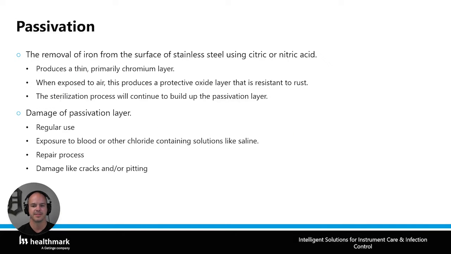What about that passivation process? Well, this is the removal of iron from the surface of stainless steel using citric or nitric acid. It produces a thin, primarily chromium layer, and it turns out that this is a protective layer of the instrument. It's a protective oxide layer, and it's resistant to rust and corrosion. And then the sterilization process helps to continue to build up that passivation layer.